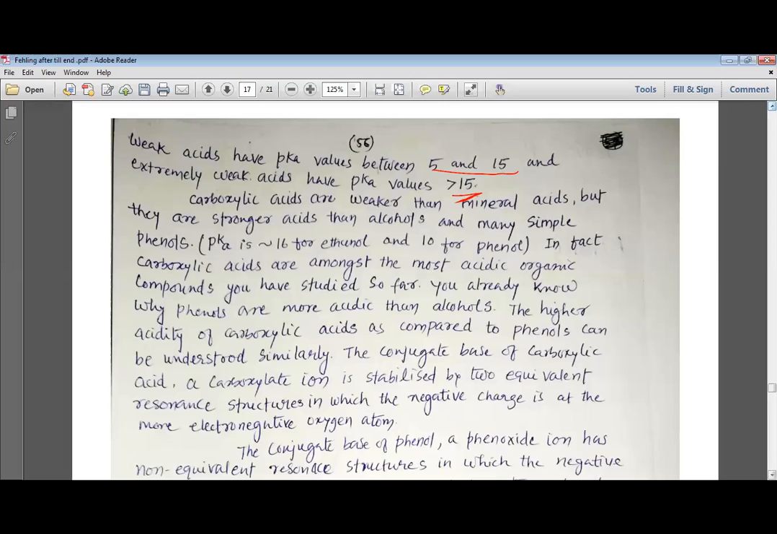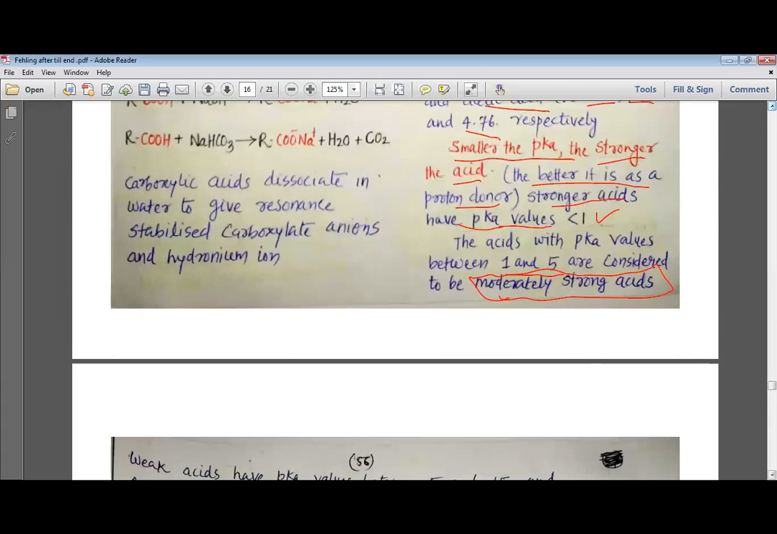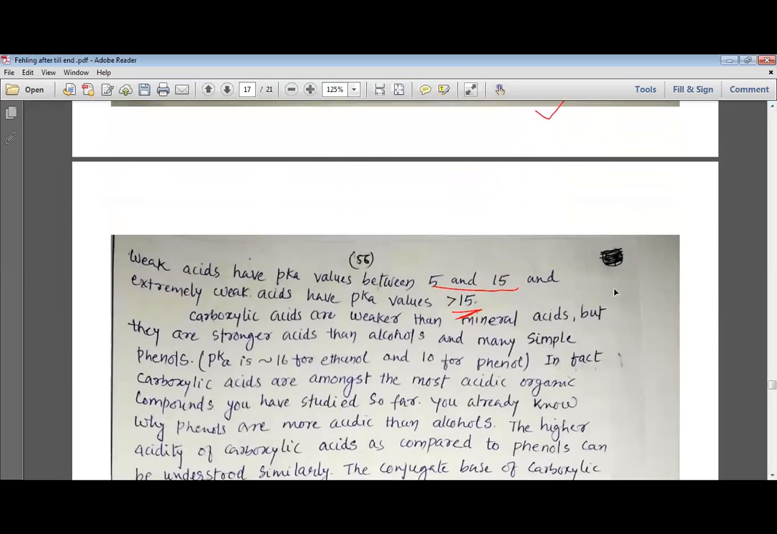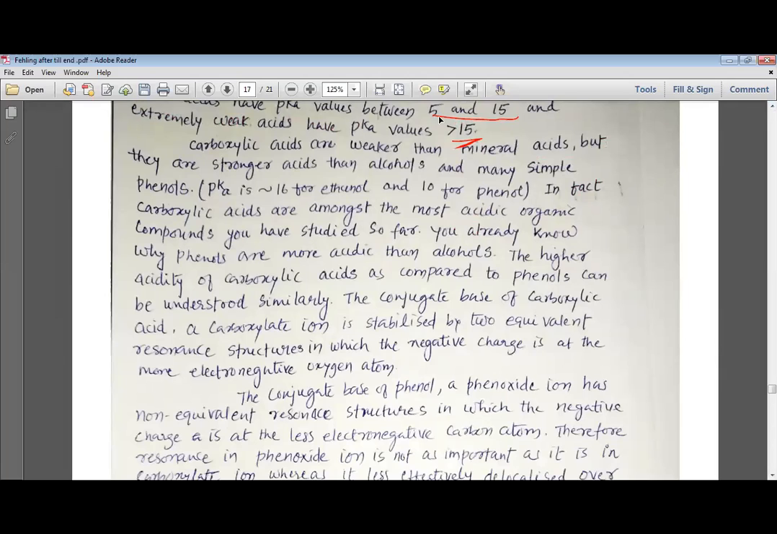Generally, the strong acids have value less than 1, and very weak acids have value more than 15. If the value of pKa is between 1 and 5, we consider them as moderately strong acids. And if they are weak acids, then the value is ranging from 5 to 15. But extremely weak acids have the value more than 15. So this is how, my dear students, we truly understand about the acidity of the carboxylic acid.